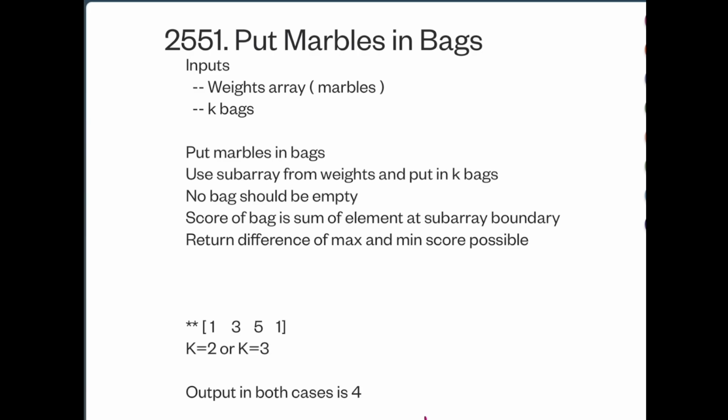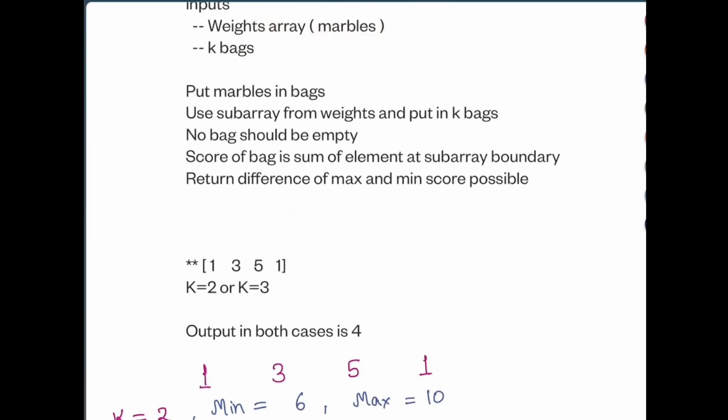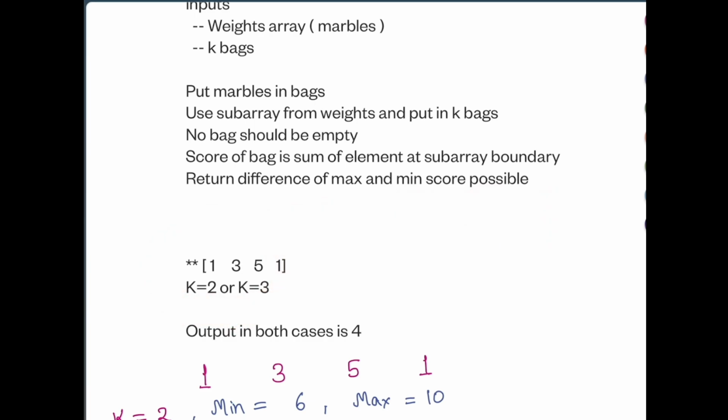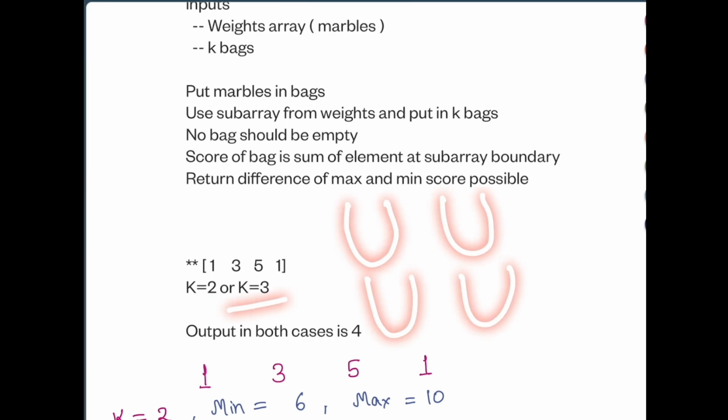In this particular question, we have two inputs. We have weights, which is an array, and we have k bags, which means k is an integer. For example, these are your weights: 1, 3, 5, 1, and k can be equal to 2 or k can be equal to 3. Whatever the value of k is, that many bags we have, and the weights are the weights of marbles. So here in the example, we have 4 marbles whose weights are 1, 3, 5, and 1, and I'm having two examples as of now. If the value of k is 2, it means we have 2 bags. If the value of k is 3, it means we have 3 bags.